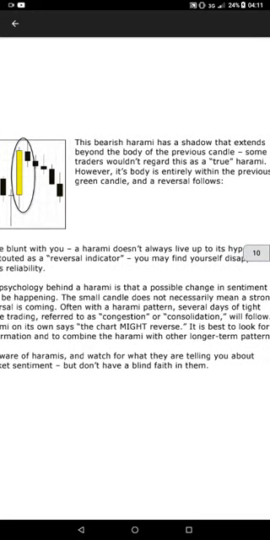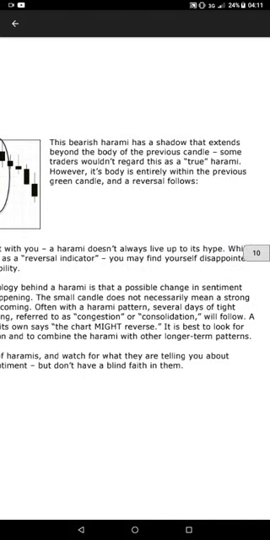Guys, do you know the harami says the chart might reverse, not the chart will reverse, but might. The chart might. Yeah, guys, you have to remember that. When you lose, you don't have to complain to me.